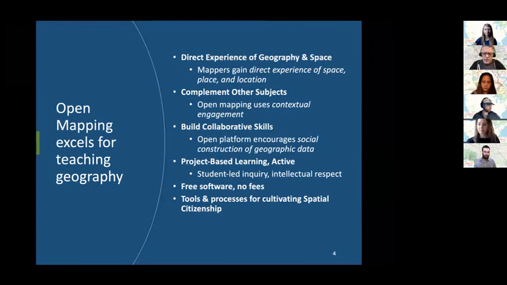Second thing I wanna call attention to is the very last bullet in there about tools and processes for cultivating spatial citizenship. By spatial citizenship, I mean the explicitly spatial dimensions of participating in a civil society. So when you map, you are essentially engaging as a public citizen and contributing to a public good. And this is an important function because we not only need to train the next generation of mappers to maintain all of this OpenStreetMap infrastructure, but more importantly, we need to educate students in the ethical use of geospatial information.